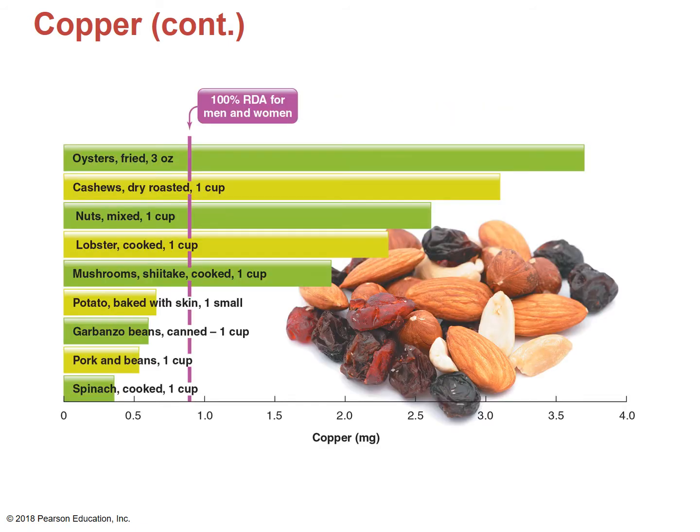This particular slide shows common food sources for copper. The RDA for copper is 90 units a day for men and women. Sources include oysters, cashews, nuts, lobster, mushrooms, baked potatoes, garbanzo beans, pork and beans, and spinach.